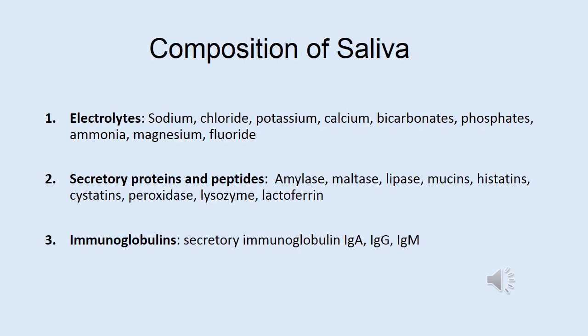Composition of saliva. Electrolytes: sodium, chloride, potassium, calcium, bicarbonates, phosphates, ammonia, magnesium, and fluoride. Secretory proteins and peptides are amylase, maltase, lipase, mucins, histatins, cystatins, peroxidase, lysozyme, and lactoferrin. Immunoglobulins that are present in saliva are IgA, IgG, and IgM.